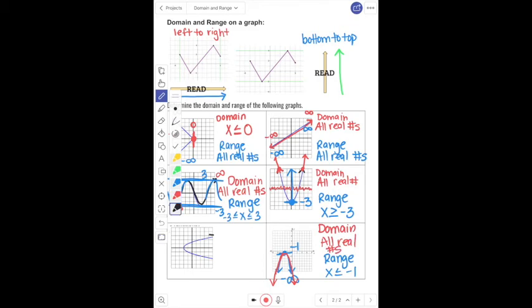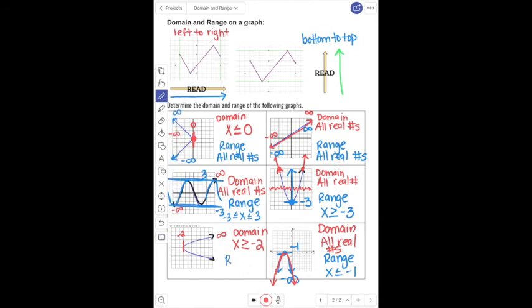All right, and the last one we have. My domain here is a little bit different because it kind of looks like a quadratic, but it isn't because it's sideways. So I'm going to be looking at my domain from left to right. From the left, it's coming from -2, and it's going to positive infinity. So my domain this time is all values greater than or equal to -2, because it includes everything greater than -2.